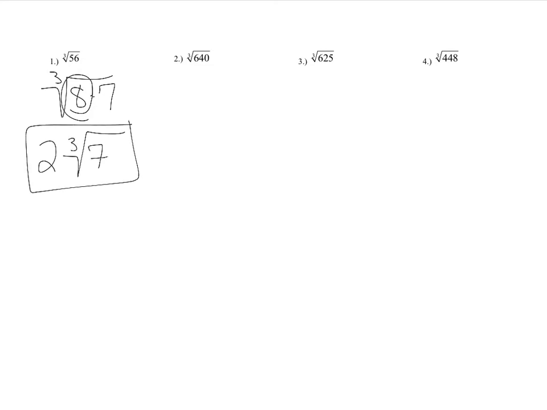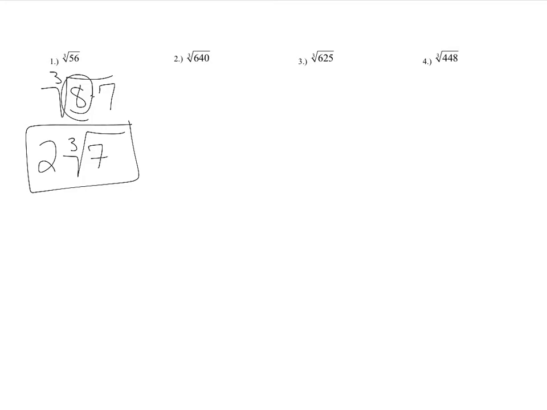So let's look at the number 56. Look at the list of perfect cubes you just made up there. What perfect cube goes into 56? 8. So you're going to break this into the cube root of 8 times 7. And the cube root of 8 is 2. So this answer is 2 cube root of 7. And you're done, because there's not a perfect cube that goes into 7.